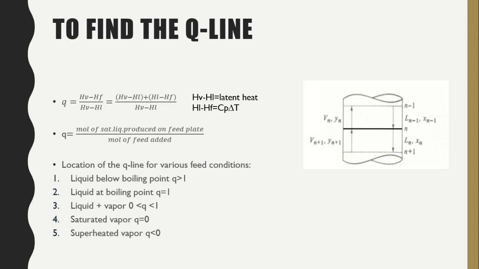If the liquid is below boiling point, the Q will be more than 1. If the liquid is at boiling point, the Q will be equal to 1. If it is a mixture which contains liquid and vapor, the Q is between 0 and 1. If it is a saturated vapor, the Q is equal to 0. And if it is a superheated vapor, the Q will be less than 0.